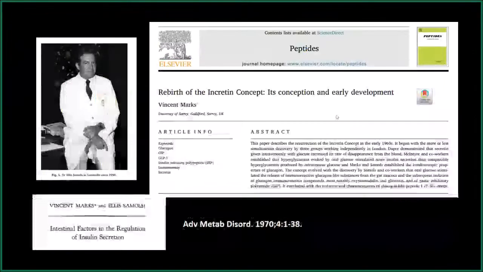Now, what happened subsequently was that the interest in GIP became less as people recognized that there was something in the intestine that was similar to glucagon. These are studies again done mostly in London, and this is Dr. Ellis Samuels, who led some of these initial studies. Samuels was our chief of endocrinology, I think, from 1974 to 1994 here in Louisville, and he and his colleagues, Vince Marks, had worked on what is called enteroglucagon.